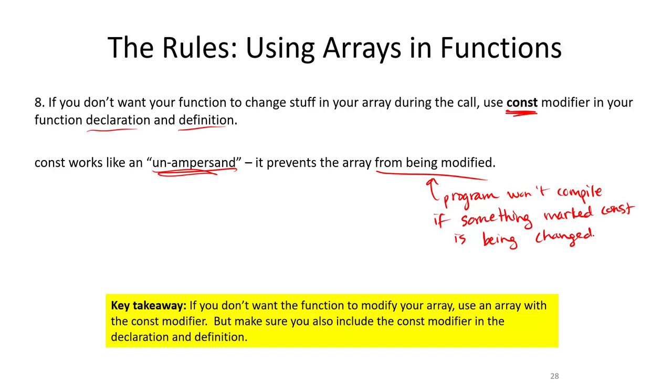We'll take a closer look at the const modifier a bit later when we cover objects and classes. So don't worry too much about it now for arrays and functions, but we will revisit it later on. The important thing to note here is if you do put the const modifier in your function declaration, make sure that you also have it in your definition next to the arrays that you want to protect.